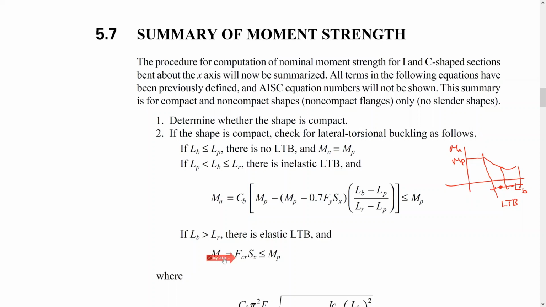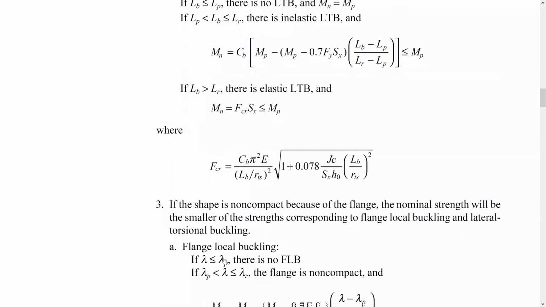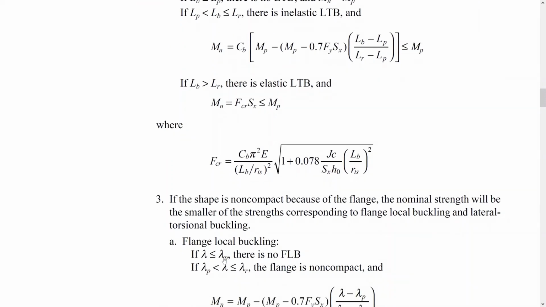Okay, so here is the equation how to find F critical, which is this one. This is the elastic buckling stress. So these are the steps for compact shapes, that's what we did last class. In our class today, we need to deal with the case where the shape is non-compact. Okay, so that means the flange is non-compact. The nominal strength will be the smaller of the strengths corresponding to the flange local buckling and lateral torsional buckling.